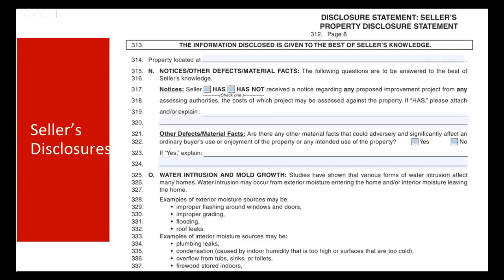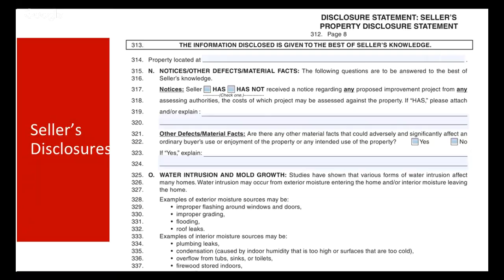Property address. Notice other defects, material facts. The following questions are to be answered to the best of the seller's knowledge. They have or have not received a notice regarding any proposed improvement projects from any assessing authority, the cost of which project may be assessed against the property. Street repairs, work on sewer lines, things of that nature. Hey, is the city, the county, anybody come to you and said, hey, we're about ready to make an assessment against this property? The buyer needs to know that. They don't just get surprised and inherit it, right?